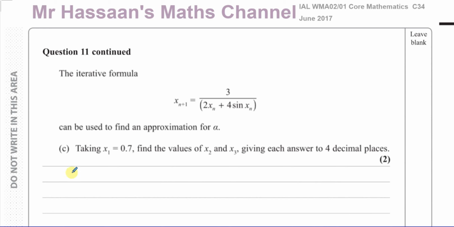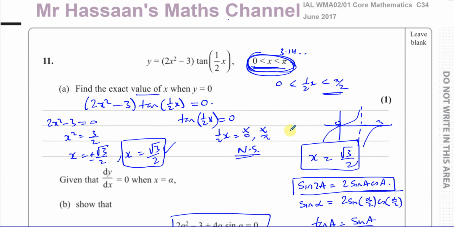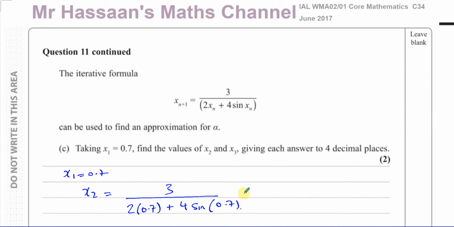So basically, it's very simple. We have x1 equals 0.7. So what you should do is write x2 equals, and show how you get it by writing the numbers in. So 2 times 0.7 plus 4 times the sine of 0.7. Okay, and alpha is in radians.